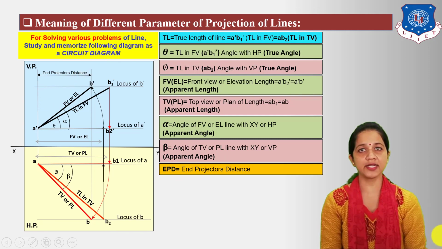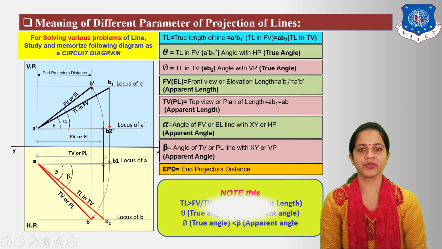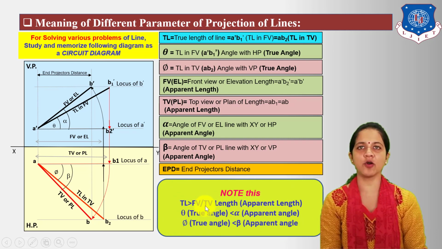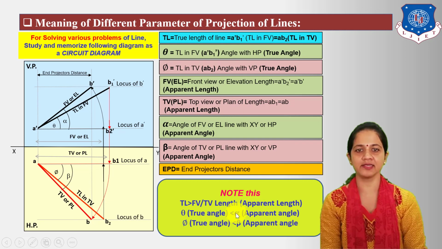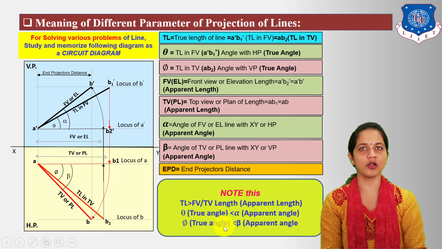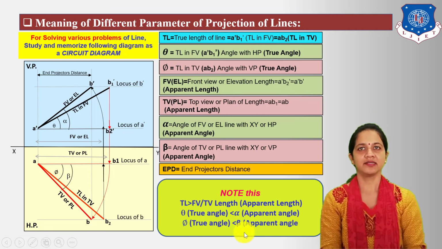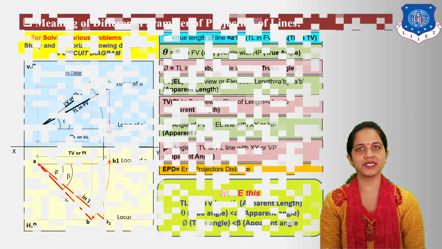Now what is the conclusion of this diagram? True length is always greater than front view or top view apparent length. Theta, true angle, is always less than apparent angle alpha. Phi, true angle, is always less than apparent angle beta. So this is the end of this session.